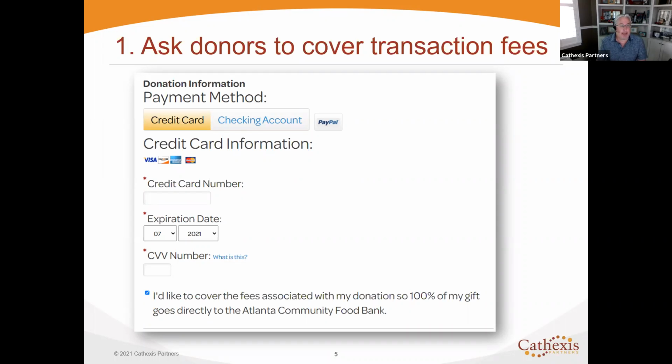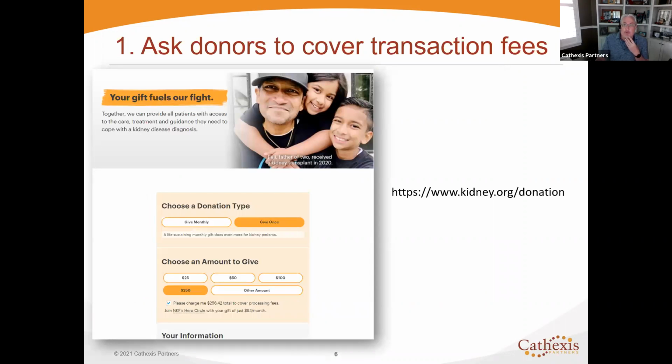So basically just having a checkbox that says, I'd like to cover the fees associated with my donation, so that 100% of the gift goes directly to, in this case, Atlanta Community Food Bank, right? Another example is with the National Kidney Foundation, where they just did the math for you. They didn't necessarily disclose the percentage, but you can work the math out. I have a $250 donation here. Please charge me $256.42 to cover the processing fees. So another way to represent that, and just really straightforward to set up.